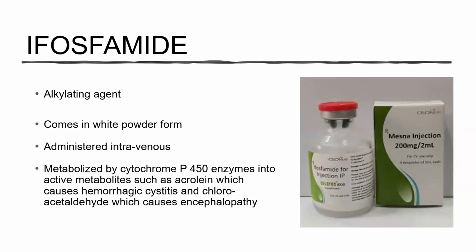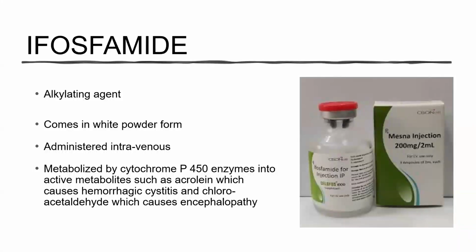It normally gets metabolized by the cytochrome P450 enzymes to its active metabolites. The two main metabolites which I wanted to highlight are acrolein, which causes the hemorrhagic cystitis, and chloroacetaldehyde, which causes the encephalopathy. The main thing that we are worried about when we give ifosfamide is this hemorrhagic cystitis.